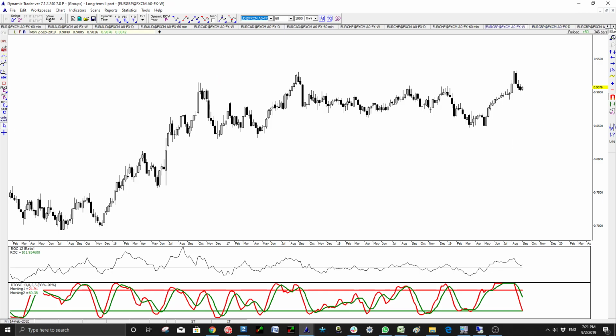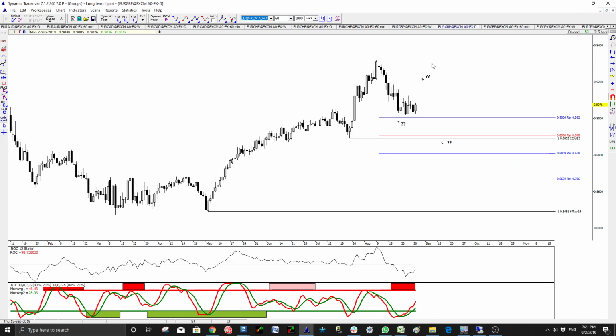Euro pound, nothing really happens here. It was a prolonged upward movement, markets coming back down. I would want to see an ABC developing here, and then I'll buy on a C wave end, but I need more information, right? I need a B wave high. I need more information on this, so we're just keeping an eye on it.